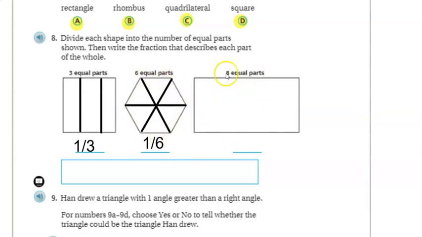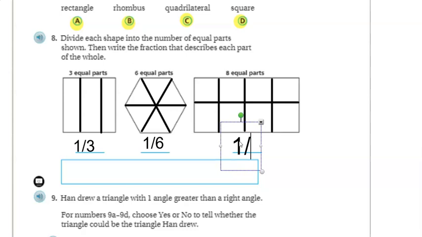So then we have 8 equal parts. If you just cut it right in half, and then you can use your multiplication. So if you cut it in half, you have 2, and we know that 2 times 4 is 8. So then you cut it in half again, cut the half in half, and then cut the other half in half. And then you should have 4 and 4 equal parts, and then each part would be equal to 1/8.